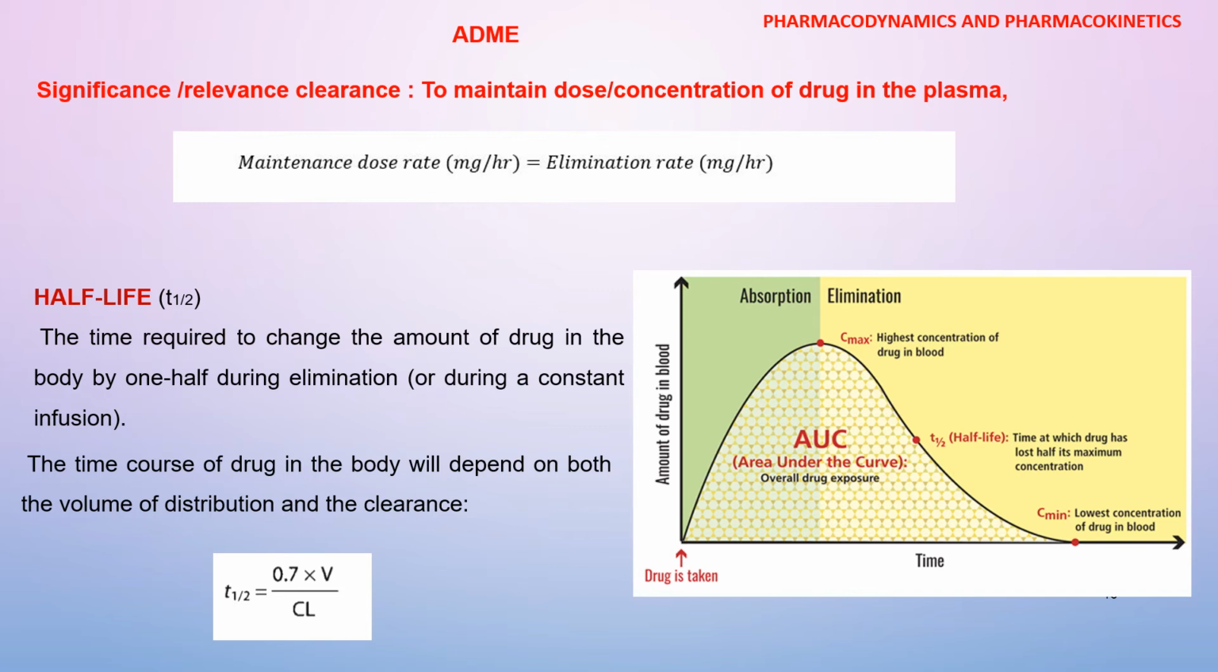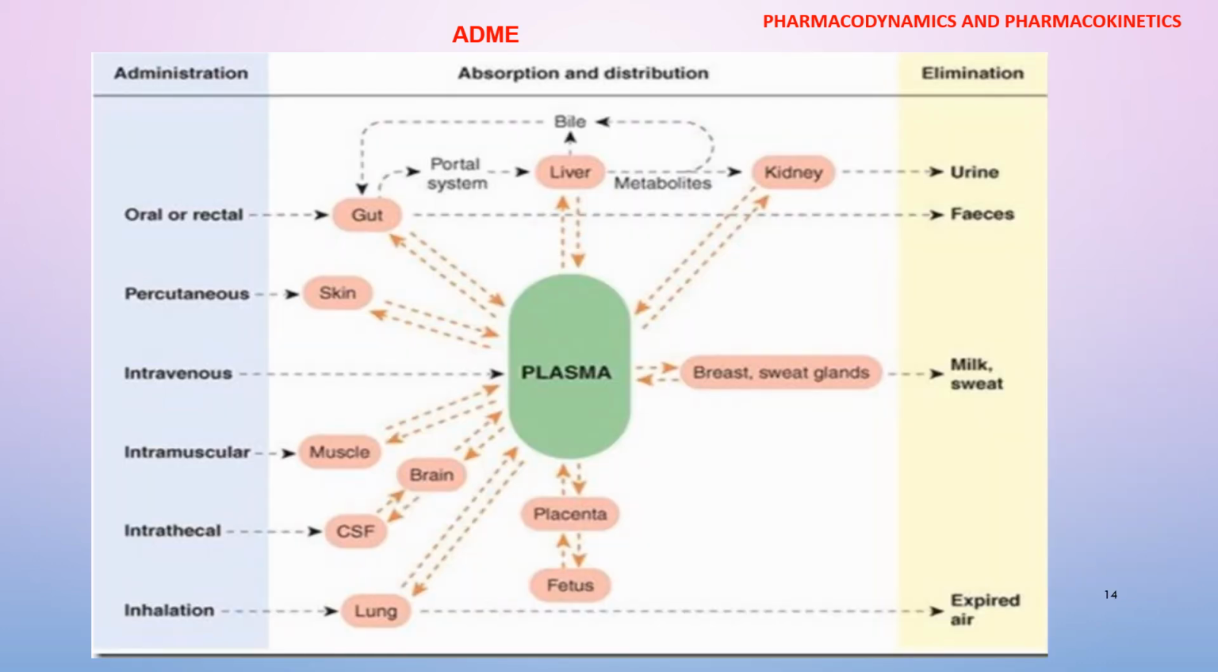The peak at which the drug is at maximum in the blood plasma, that is after absorption, and the minimum value of the concentration in blood, that is after excretion. The half-life of the drug comes between these two parameters. The figure here showcases the absorption, distribution, and elimination of a drug based upon its administration route.